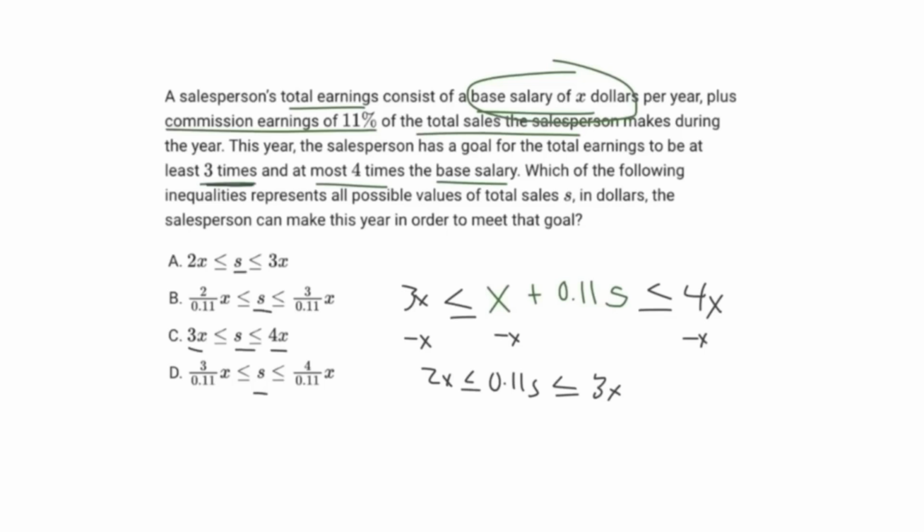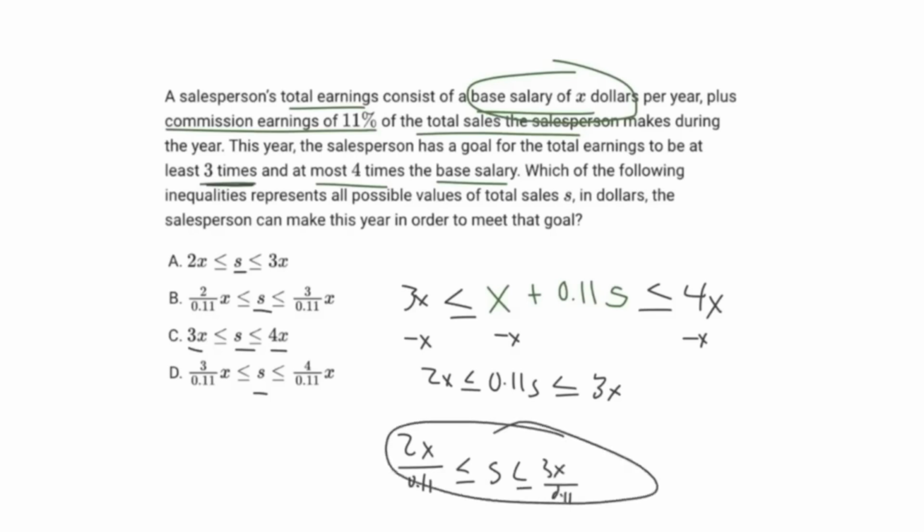Therefore, we can just divide all sides by 0.11. So we get 2x over 0.11 is less than or equal to s less than or equal to 3x over 0.11. And we can see that this answer choice right here lines up directly with answer choice B, and therefore that is our answer.